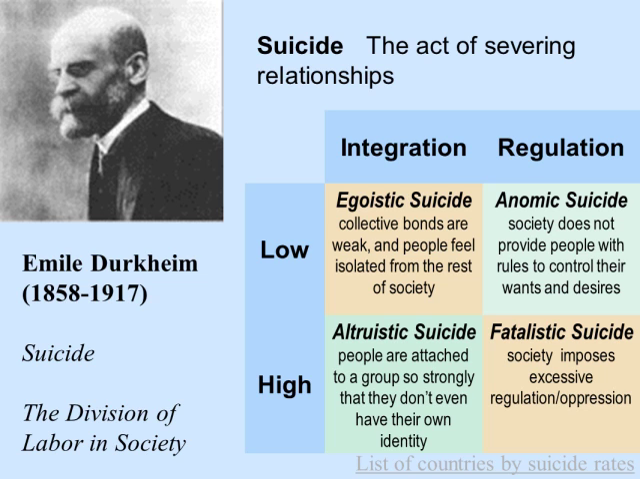Next, we have fatalistic suicide when the level of regulation is too high. This happens when people are constantly being oppressed, abused, discriminated against, humiliated, and all the opportunities are taken away from them. This type of suicide will be common among minority groups.